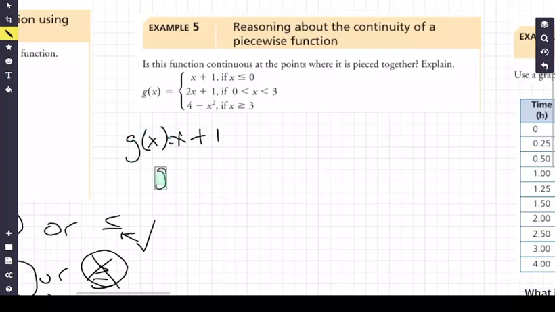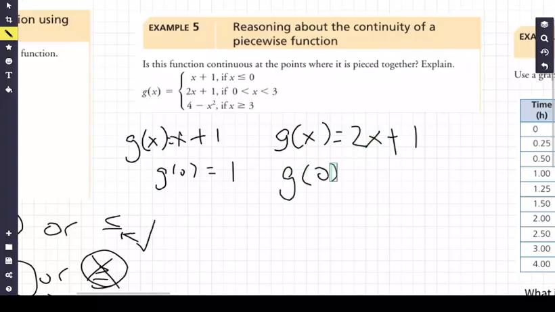But g of 0 is going to equal 1, because we'll have 0 plus 1, right? That makes sense. Okay, fine. And then here, we will have g of x is equal to 2x plus 1. So let's also input 0 in there. So 0 times 2 plus 1. Okay, still 1. Okay, good. Perfect. Because the two values are the same, the linear pieces join each other at x equals 0.